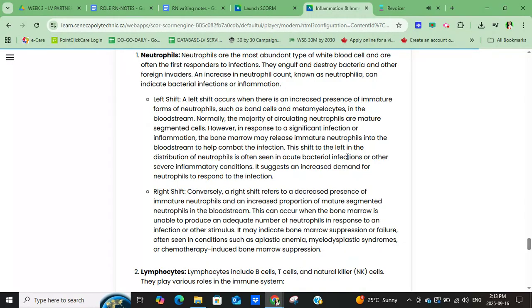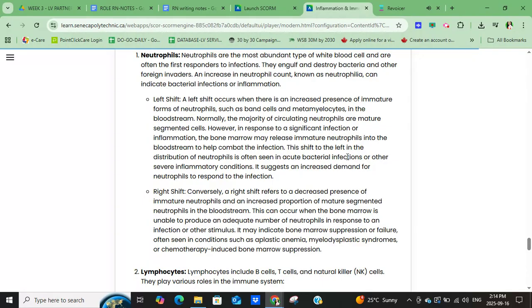Left shift. A left shift occurs when there is an increased presence of immature forms of neutrophils, such as band cells and metamyelocytes, in the bloodstream. Normally, the majority of circulating neutrophils are mature segmented cells. However, in response to a significant infection or inflammation, the bone marrow may release immature neutrophils into the bloodstream to help combat the infection. This shift to the left in the distribution of neutrophils is often seen in acute bacterial infections or other severe inflammatory conditions. It suggests an increased demand for neutrophils to respond to the infection.